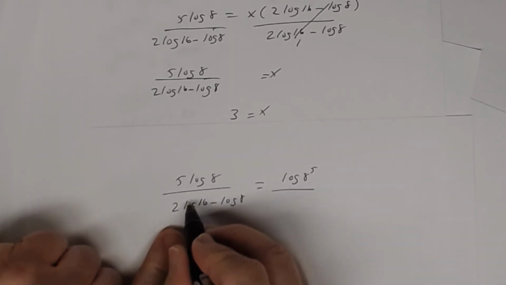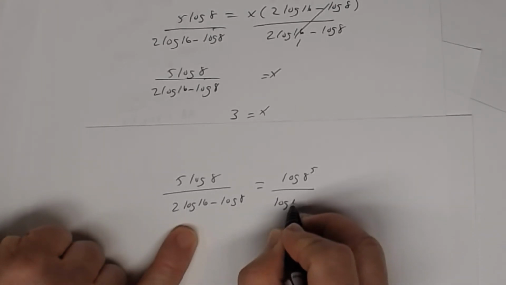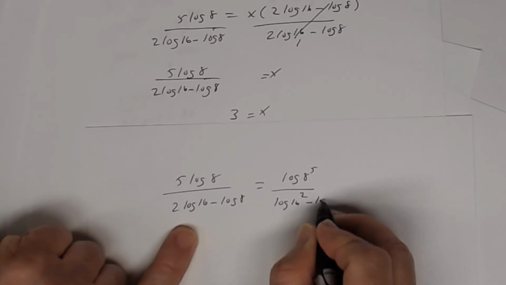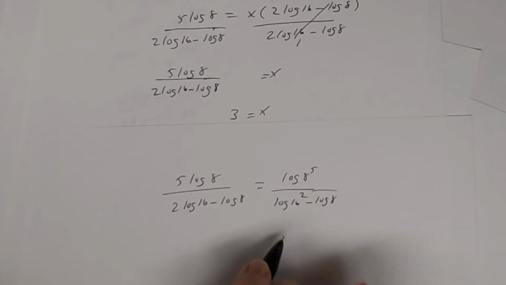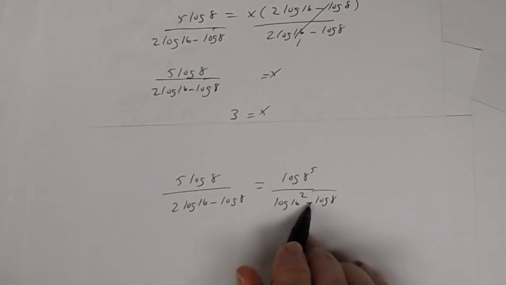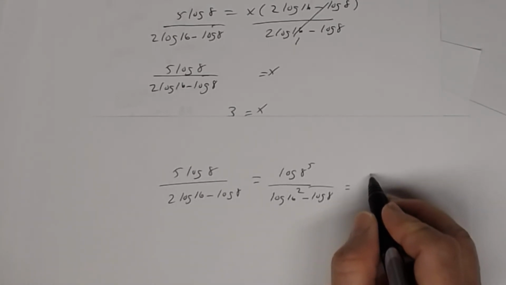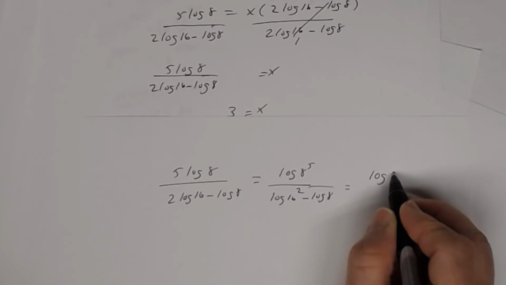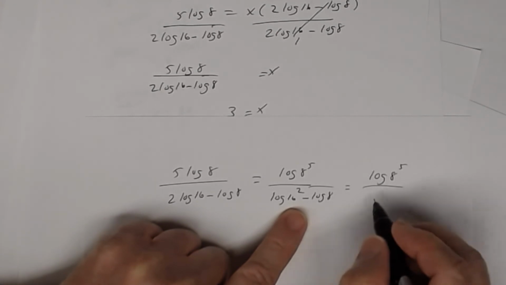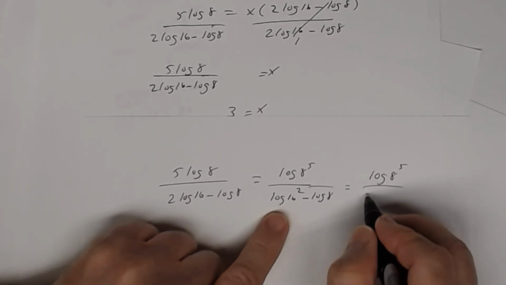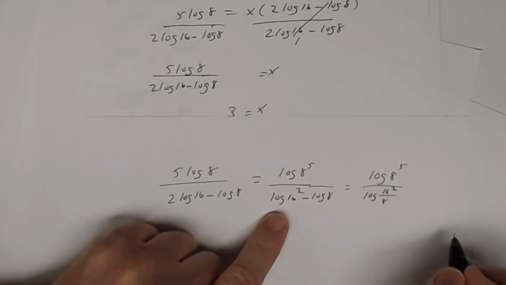Divided by, and over here, if you look at 2 log 16, I can write 2 log 16 as a log of 16 squared minus the log of 8. And then you see that denominator, since the bases are the same, I can write this subtraction using the quotient rule. Remember you learned about the quotient rule for logarithms? So I can write the numerator as log of 8 to the 5th, but I can write the denominator as a quotient because that's a subtraction, and the bases are the same. So I can write this as log of 16 squared divided by 8.